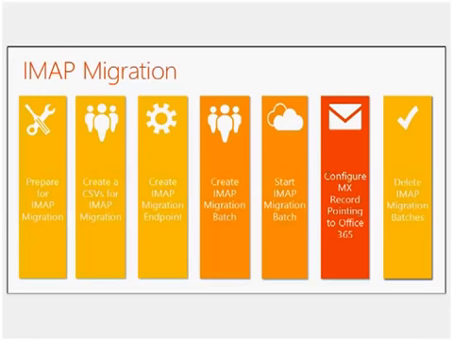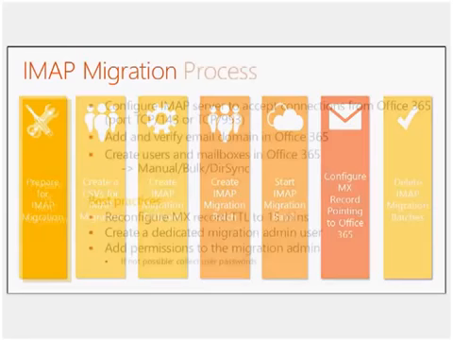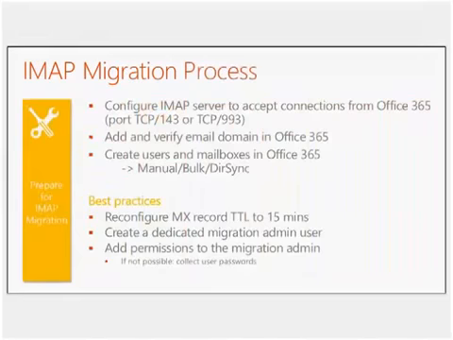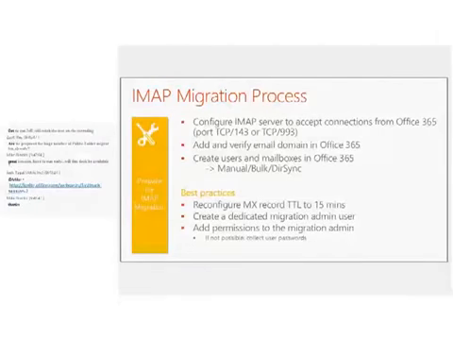through in the batch. And when you look at the migration process, it's configuring the IMAP server connections. It's verifying that email domain, creating the users and mailbox, whether you're doing manual, bulk, or DirSync. And then really from an MX perspective, because you are moving those people's mail with no coexistence, you want to set that time to live to 15 minutes.